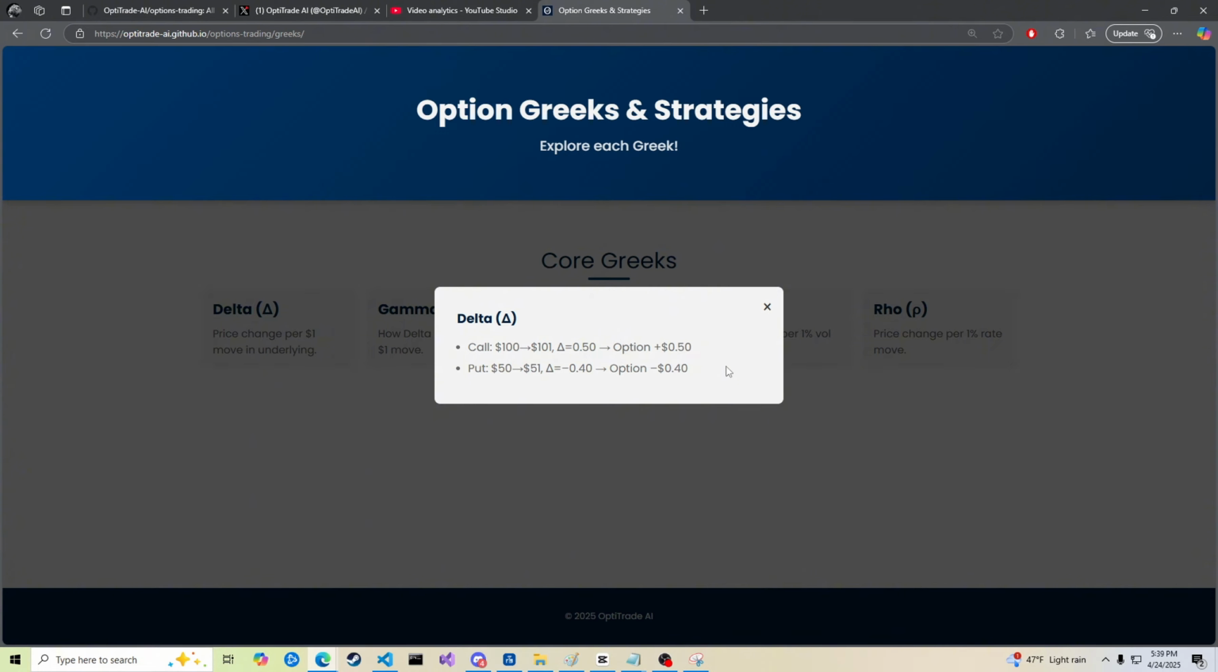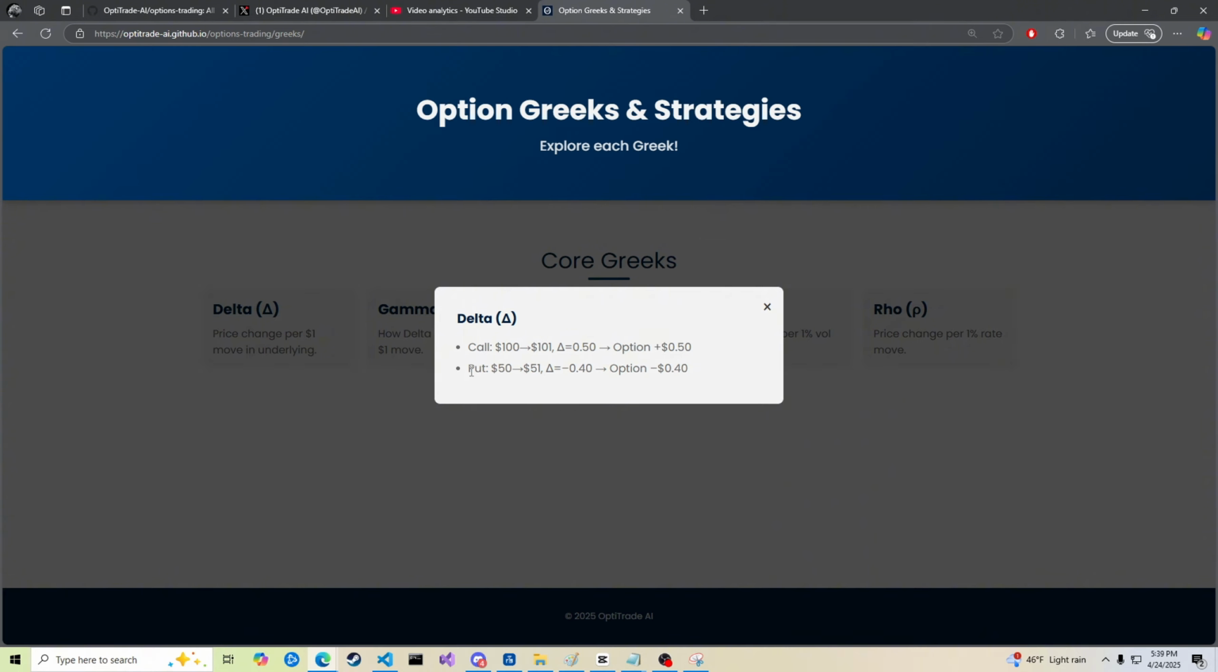Delta is the first order sensitivity of an options price to a $1 move in the underlying asset. In this case, this could be a stock. So for call options, delta ranges from 0 to 1, and for puts, delta ranges from -1 to 0. And so if we go over these two examples for a call option, if the underlying stock went from $100 to $101 and the delta was 0.5, our option gained 50 cents.